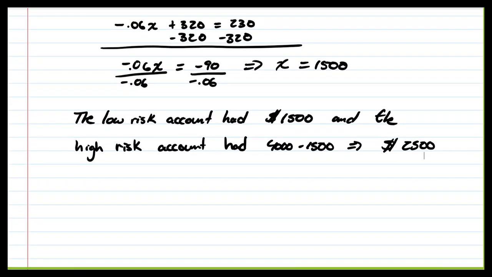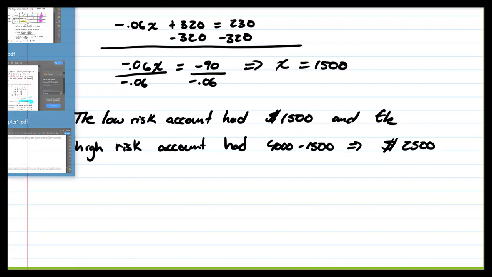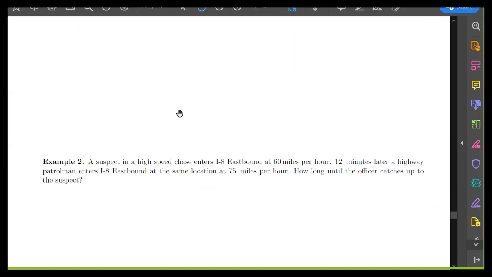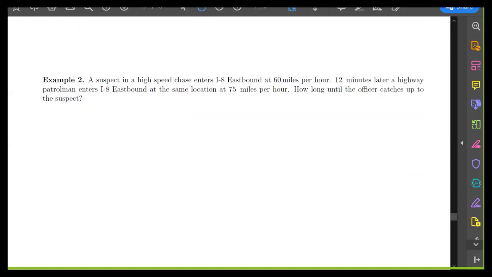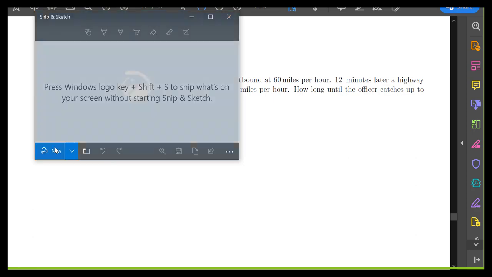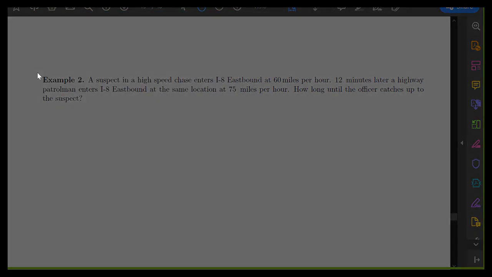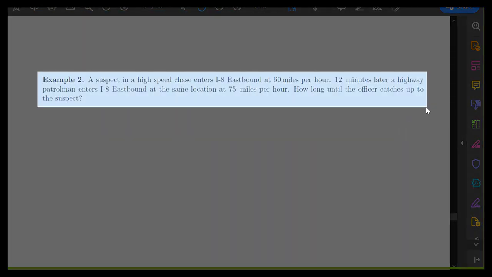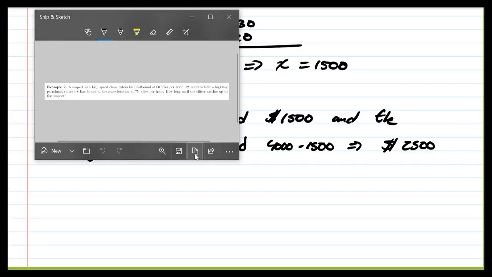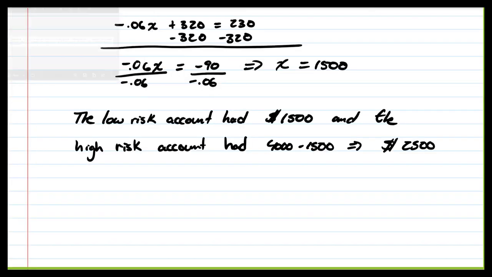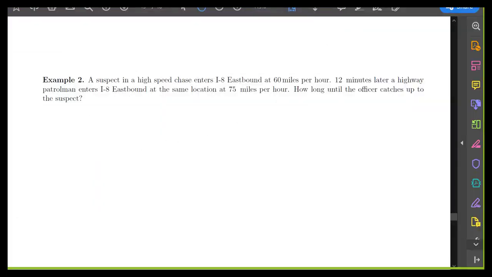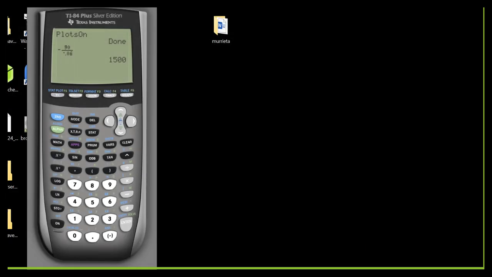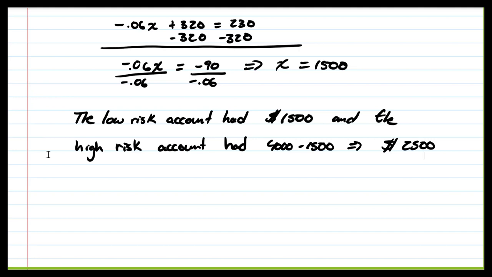All right, let's move on to our next example. But before we do, we're going to need another model. The next model is what I like to call the freeway model. If you get on the freeway and drive 60 miles an hour for 5 hours, how far did you go? Well, 60 times 5 is 300 miles.